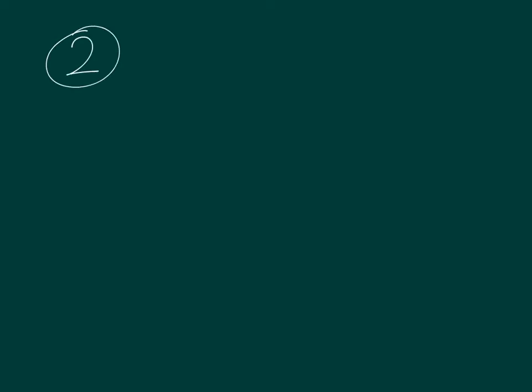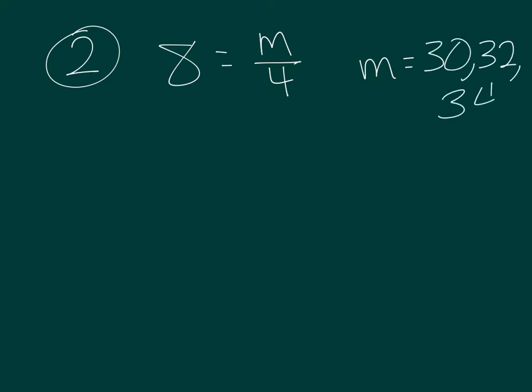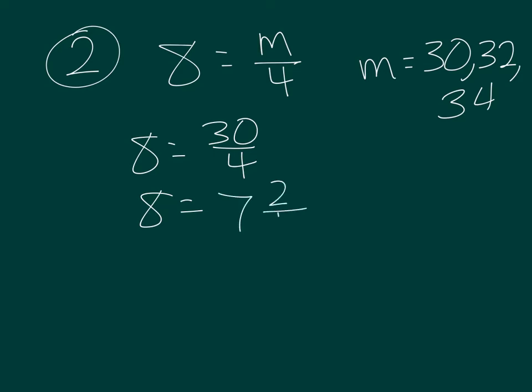We could have an equation something like 8 is equal to m over 4, and the replacement set would be, let's see, 30, 32, 34. So we replace m in the equation with 30 first of all. So we'll try that. 8 is equal to 30 over 4. Well, let's see, 30 over 4 would be 7 with 2 left over, or 7.5. So that doesn't work. 8 is not equal to 7.5, so therefore that's not true.